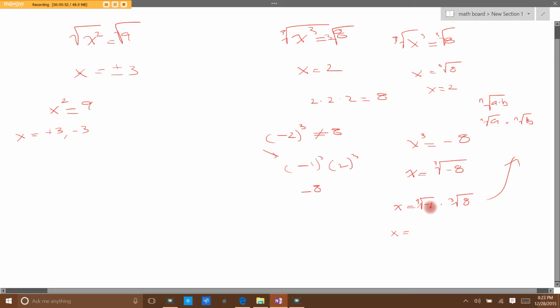What's the cube root of -1? Negative 1. And then the cube root of 8 is 2. And then we just multiply them together and you get -2.